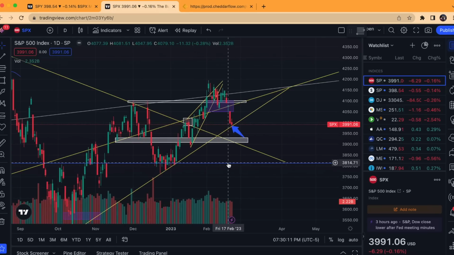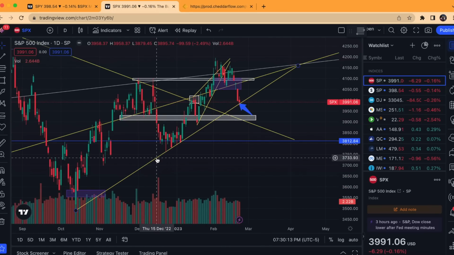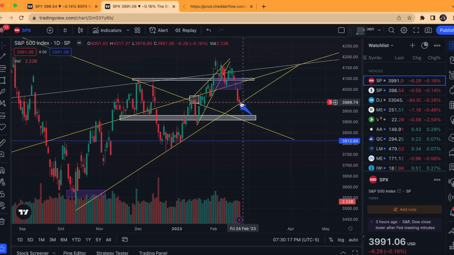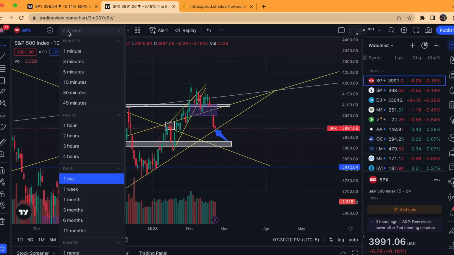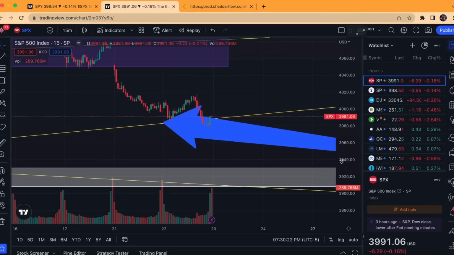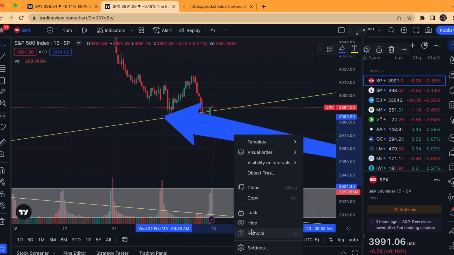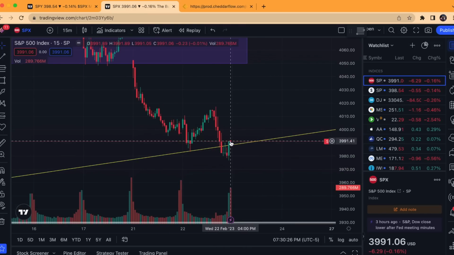Additionally, I know this chart has a lot of lines, but we do have this major yellow line right here, the one that goes to the October 13th low. This was tested today, and I'll go to the 15-minute chart here as well. And you can see this one was tested. And we closed right above it. So we did go a little bit below, but then closed right above it.